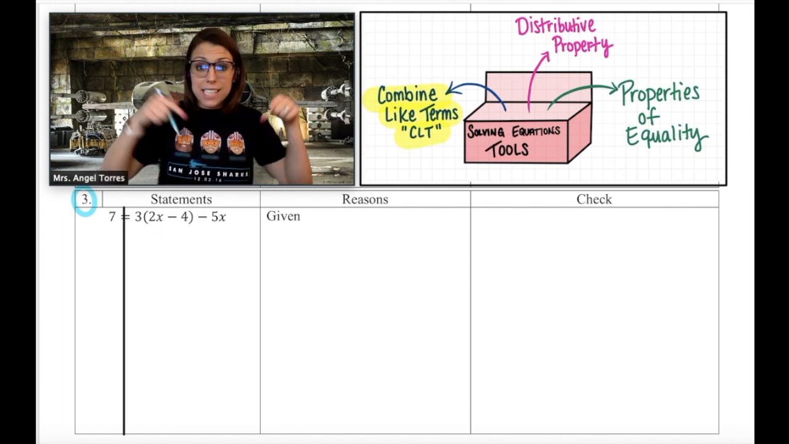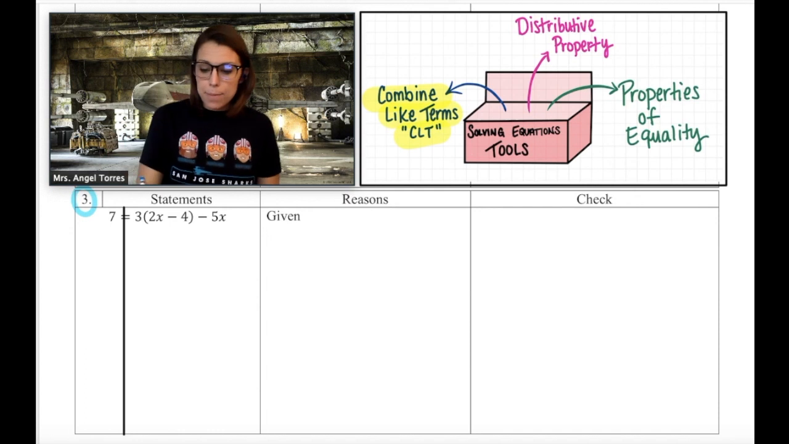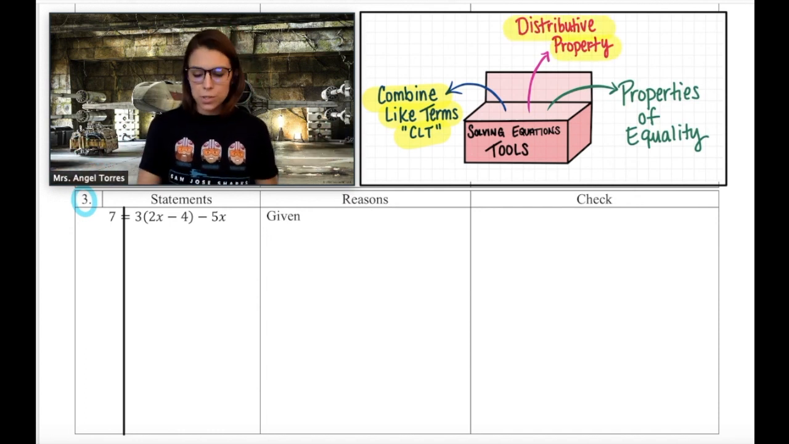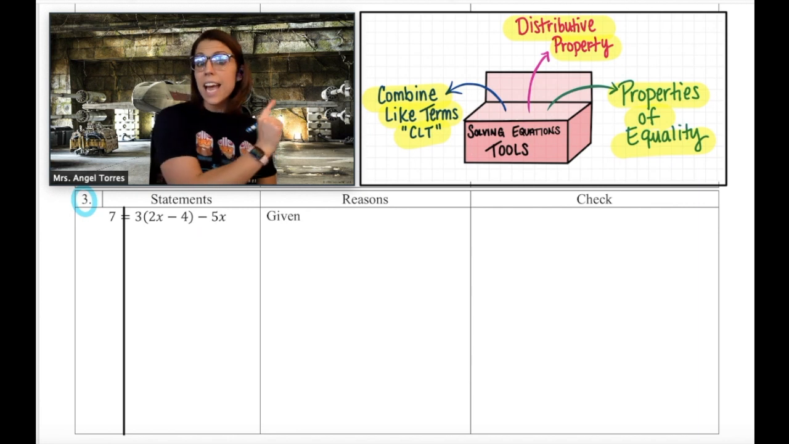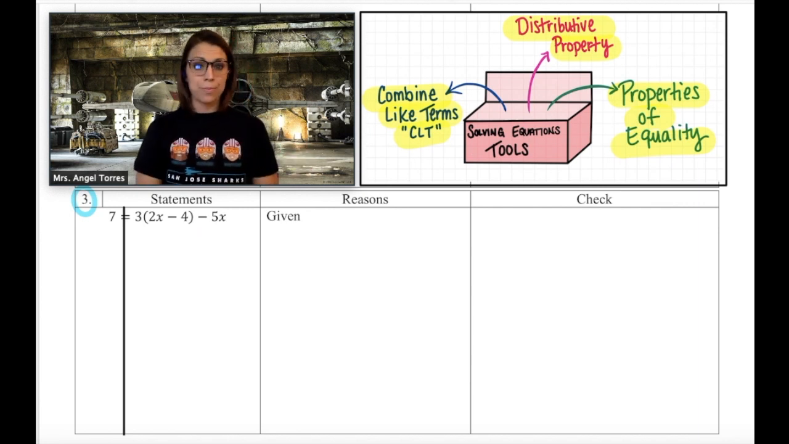Speaking of parentheses, if you see parentheses, then that means you're going to be using the distributive property. And of course, as you might have guessed, we're almost always using our properties of equality to create big 1s and 0 terms. Now I'm going to let you try this one on your own. Complete your solving, your reasons, and your check now.